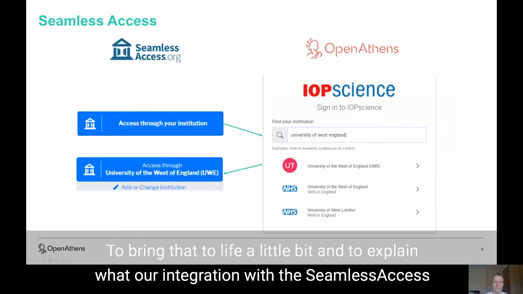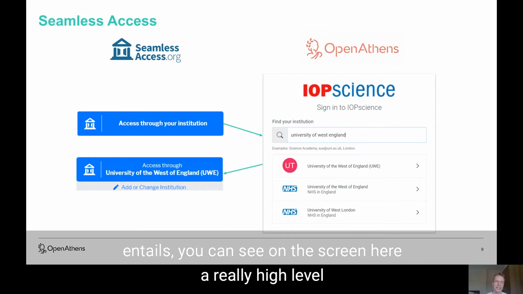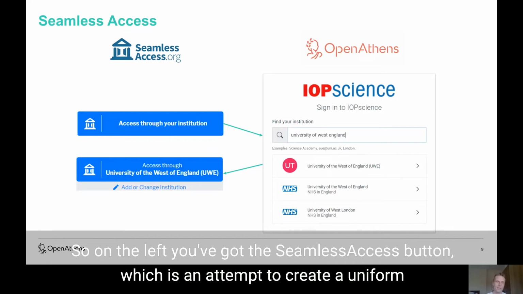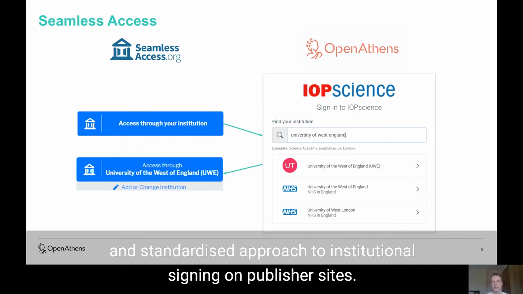To bring that to life a little bit and to explain what our integration with Seamless Access entails, you can see on the screen here a really high-level user flow for Seamless Access. On the left, you've got the Seamless Access button, which is an attempt to create a uniform and standardized approach to institutional sign-in on publisher sites.